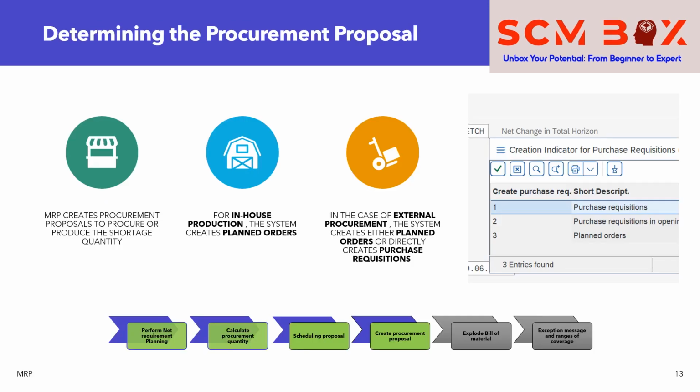Next step, create procurement proposals. Creating a procurement proposal is based on the procurement type in the material master. For in-house, it will always generate a planned order. For external, it will generate either a planned order or a purchase requisition. It depends upon the MRP control parameter, creation indicator. So when the planner chooses planned order for an externally procured material, the system will create the planned order, and later he can decide whether it can be done internally or go external. Then he will convert the planned order to a purchase requisition.